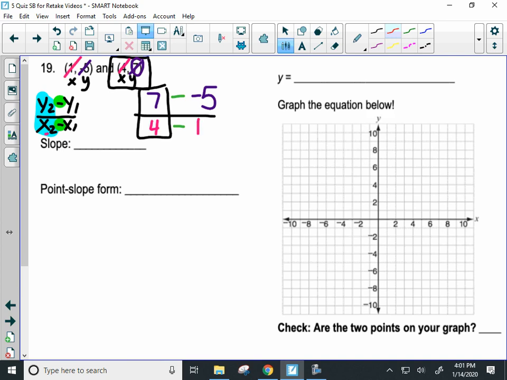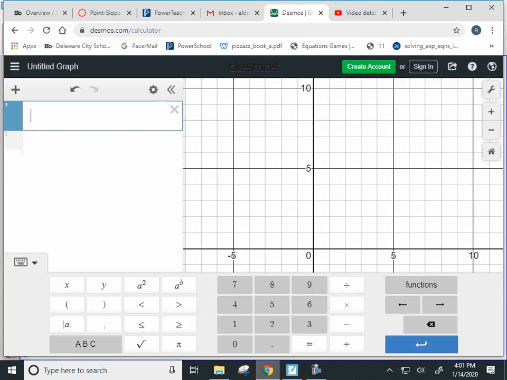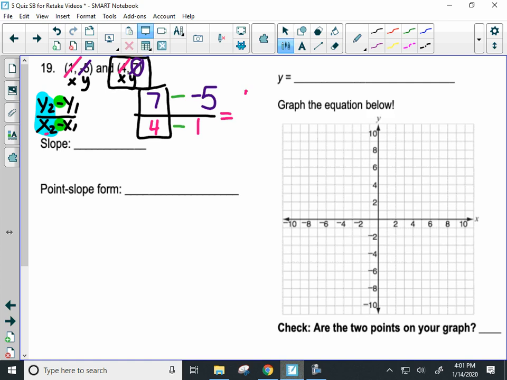And I'm going to simplify. 7 minus negative 5. If you don't know what that does with the adding or subtracting, use your calculator. You get 12. So I get 12 over 4 minus 1 is 3. Now this one I do want you to simplify. 12 over 3 is 4. That's your slope. Okay, now for point slope form.